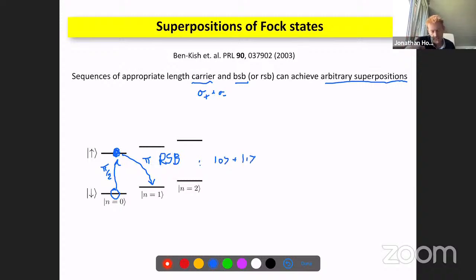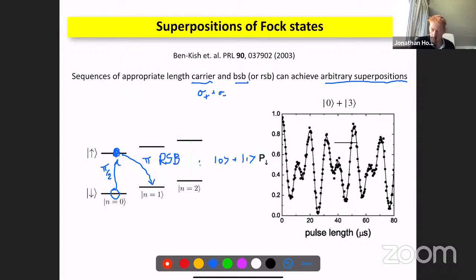And then we can diagnose it. We just drive the blue sideband and again look for the Fourier components, right? That's very common. But more complicated pulse sequences can produce arbitrary superpositions of states. One example that I just wanted to show, this is data from the original paper on this from Dave Wineland's group, where they've made a superposition of the 0 and 3 Fock states.